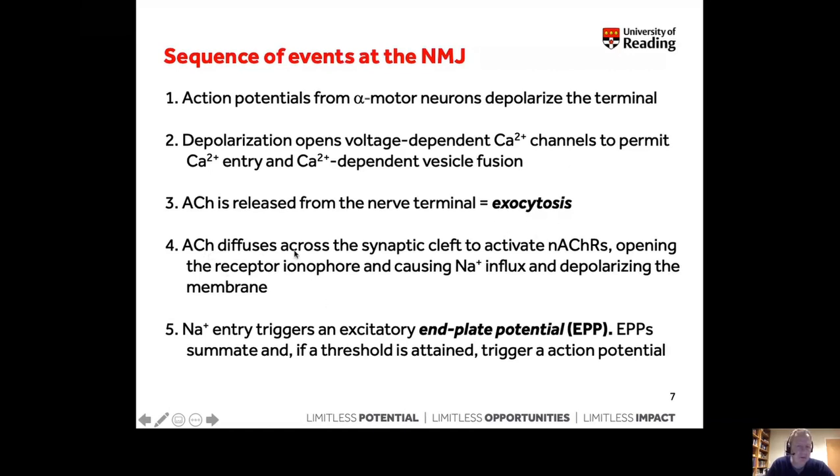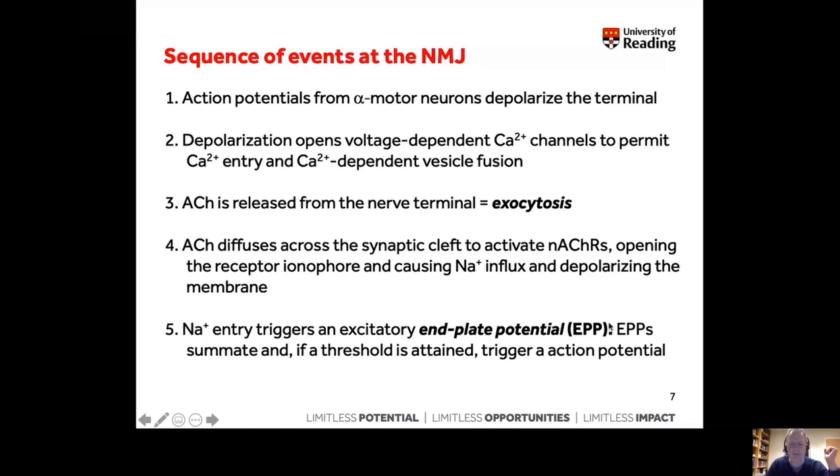Acetylcholine diffuses across this narrow synaptic cleft and principally activates nicotinic acetylcholine receptors, certainly at the neuromuscular junction. This opens the receptor ionophore. Remember, we showed you a diagram of the nicotinic acetylcholine receptor that had a gate that opened and shut when acetylcholine binds. Sodium comes down its concentration gradient and depolarizes the membrane, because positive charge is coming into the cell. So again, maybe this is another term which we need to make sure that you understand.